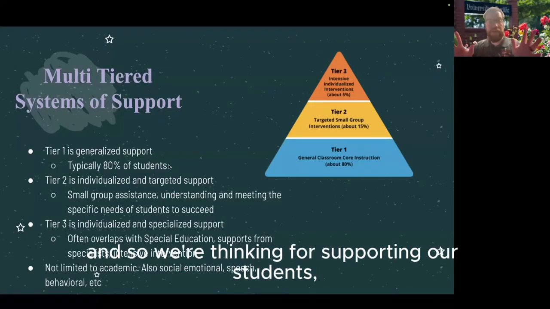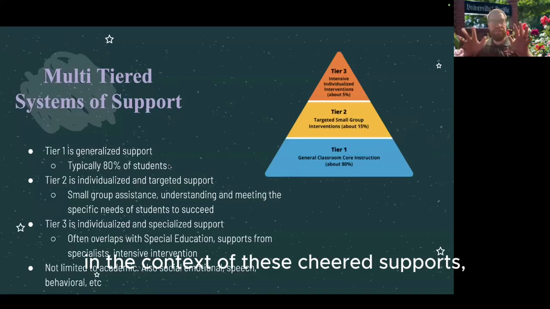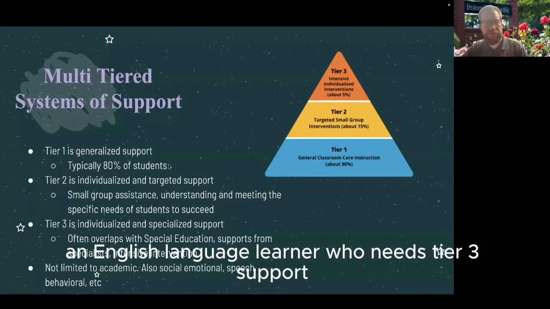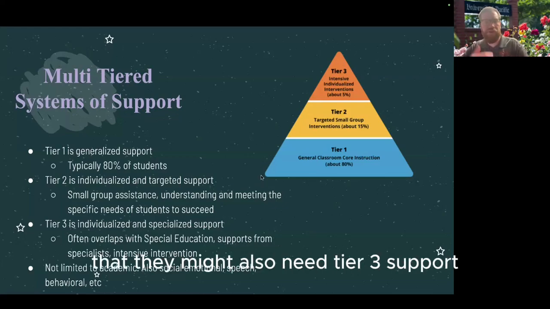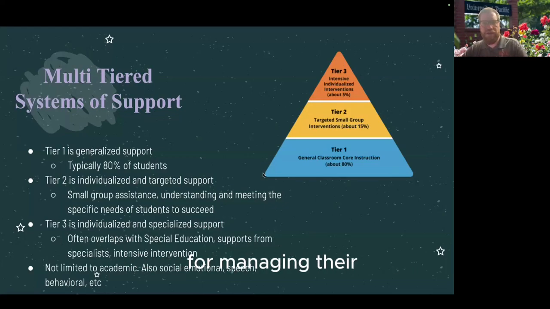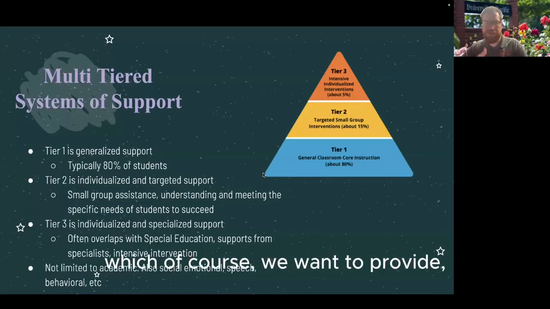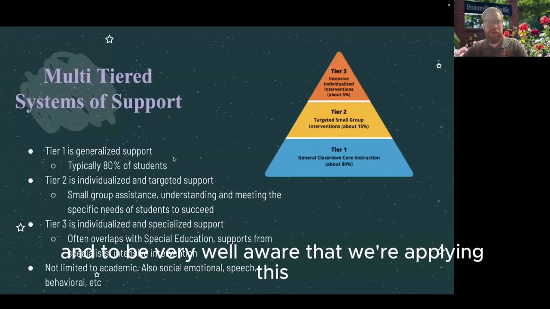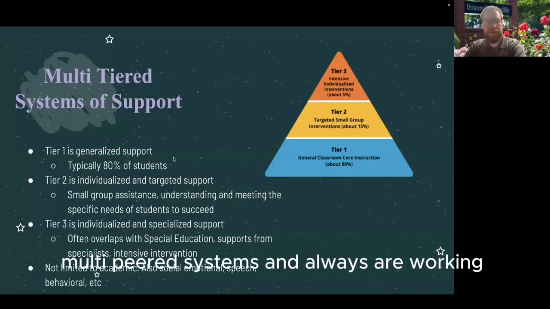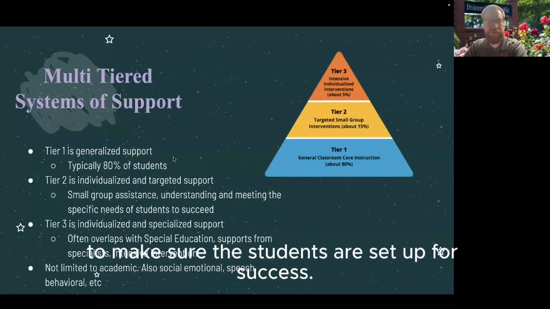And so we're thinking about supporting our students in the context of these tiered supports. You have an English language learner who needs tier three support for developing English fluency. That does not inherently mean that they also need tier three support for managing their social emotional well-being, which of course we want to provide base support for, but they might not need targeted, individualized supports. And so be very well aware that we're applying this multi-tiered system, and all these are working in tandem to make sure that students are set up for success.